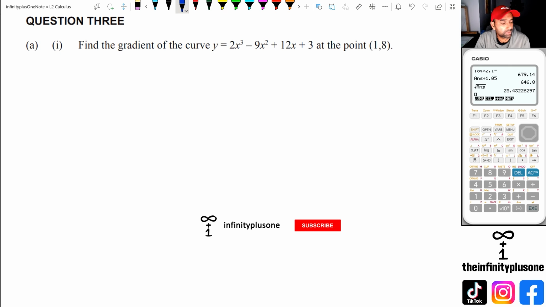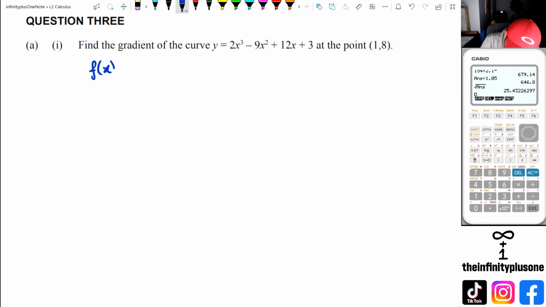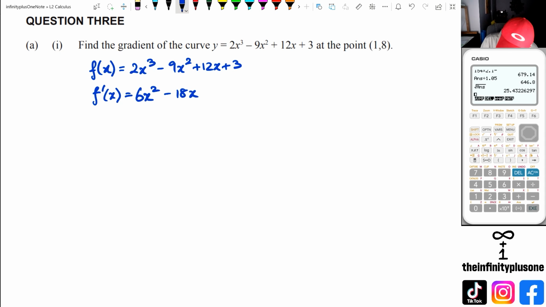All right, so let's get started with question 3A. The first question is find the gradient at the point (1, 8). So we've got f of x is 2x cubed minus 9x squared plus 12x plus 3. f dash of x is 6x squared minus 18x plus 12.